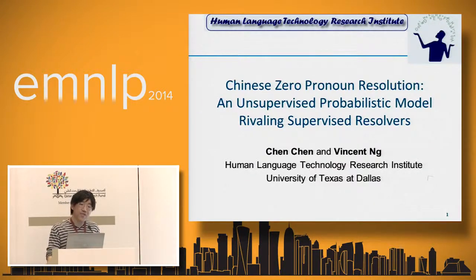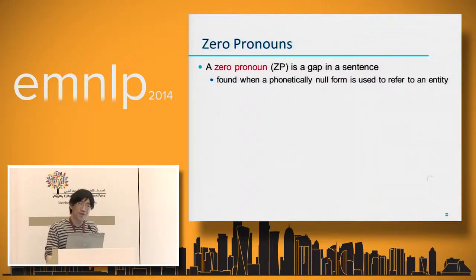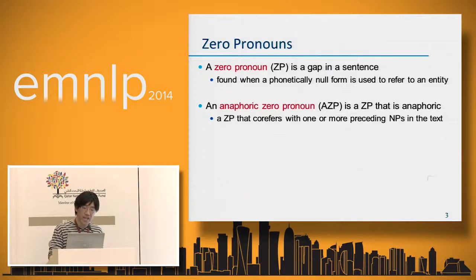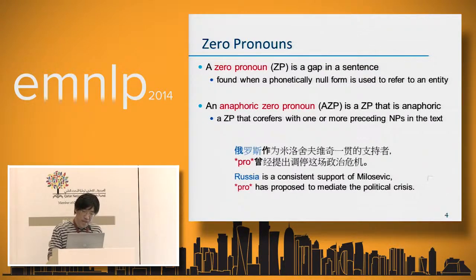maybe you know that zero pronouns occur in many languages, such as Spanish, Italian, Korean, Chinese, and Japanese. And I believe that most of you actually know what zero pronouns are, but in case you don't, here's an informal definition. A zero pronoun is a gap in a sentence that is found when a phonetically null form is used to refer to an entity. And building on this definition, we can define an anaphoric zero pronoun as a zero pronoun that is anaphoric. In other words, an AZP is a zero pronoun that co-refers with one or more preceding noun phrases in the associated text. So here's an example in Chinese that is being translated into English.